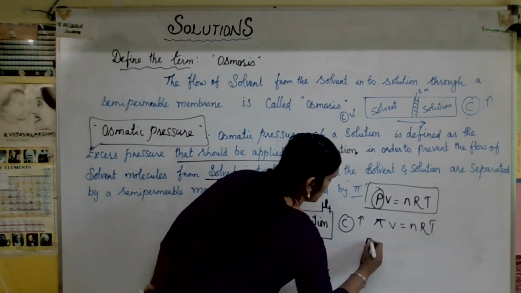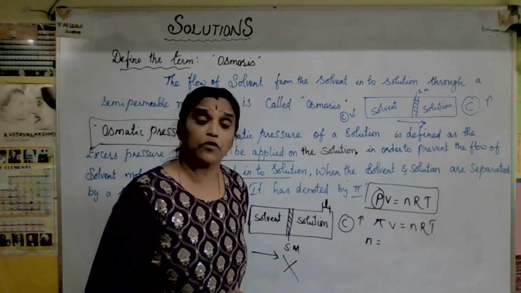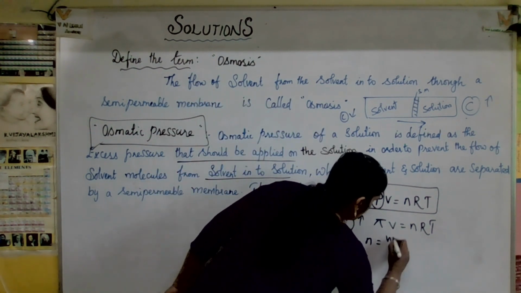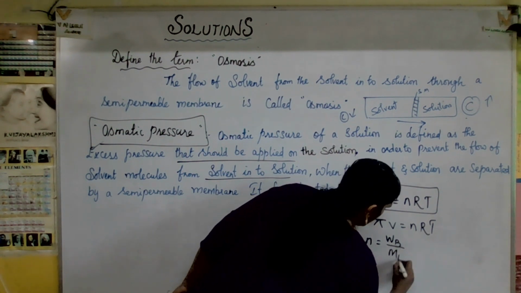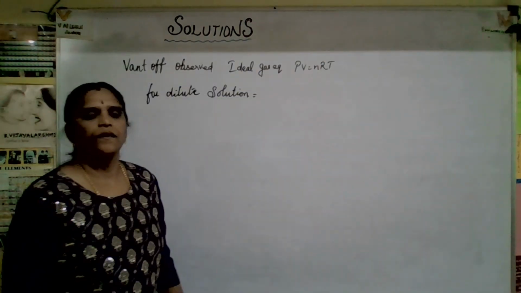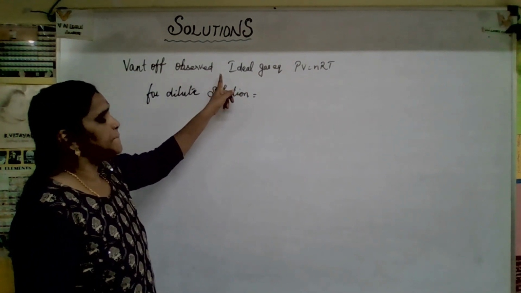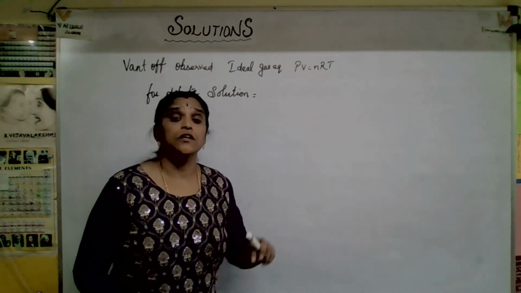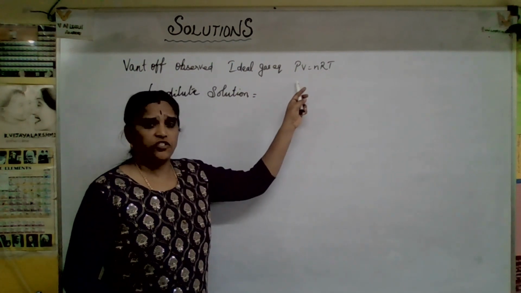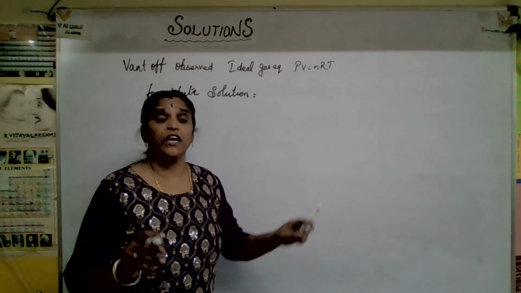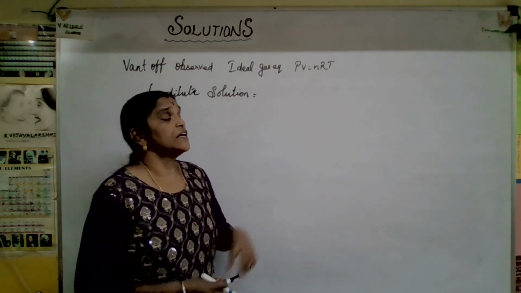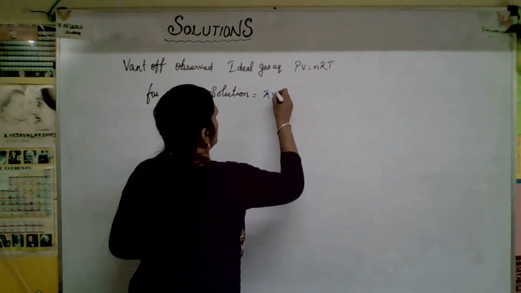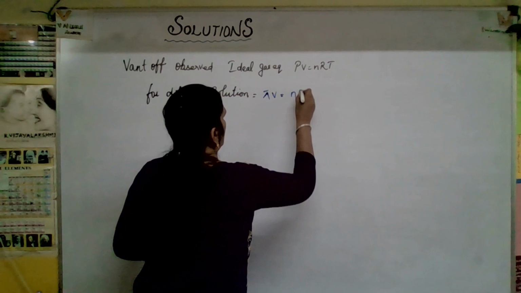So, pi V equals nRT. Here n is the number of moles. How do we identify it? Given mass by molecular mass, so we can write WB by MB. For osmotic pressure, instead of P we use pi. Pi is osmotic pressure; P is just ordinary pressure. PV equals nRT obeys the ideal gas equation, and the same way pi V equals nRT.